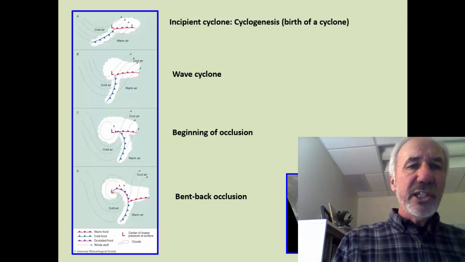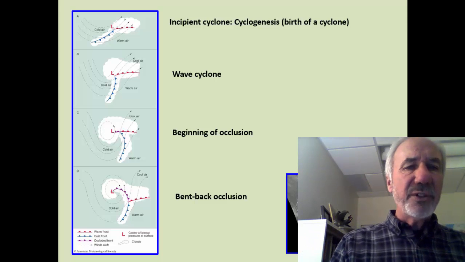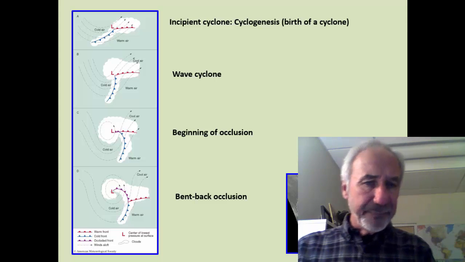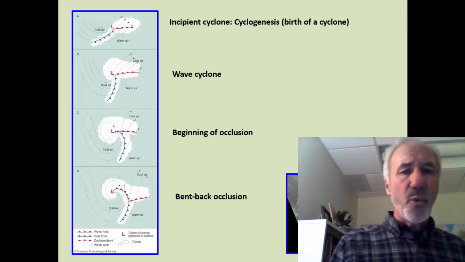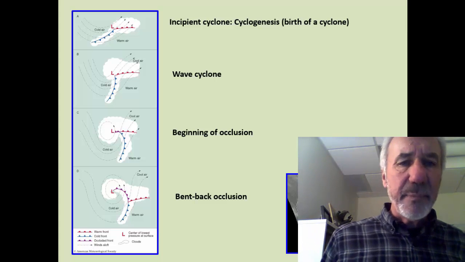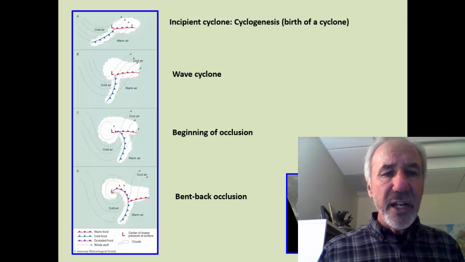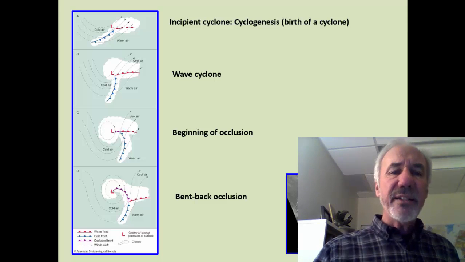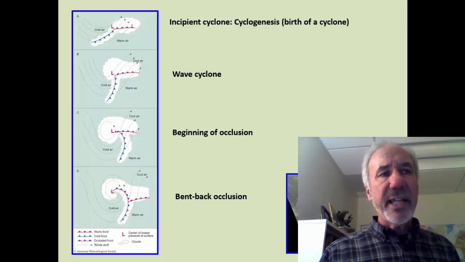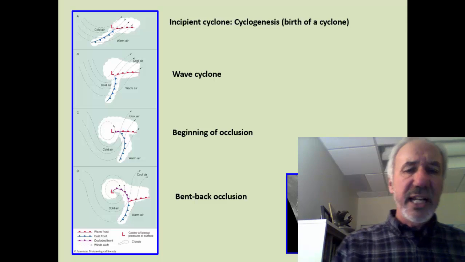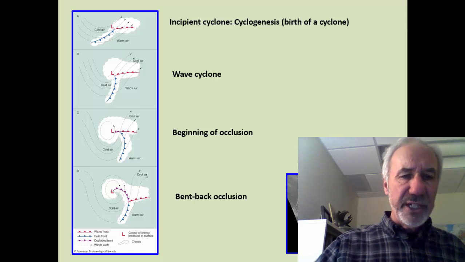Now look down to B. Look how far the cold front has traveled now compared to the warm front. And now this is referred to as a wave cyclone. Again, these are very typical. These typically form in the wintertime in the United States. If you look down to C, now we can see the cold front has started to catch up with part of the warm front, and we have the beginning of an occlusion in C.